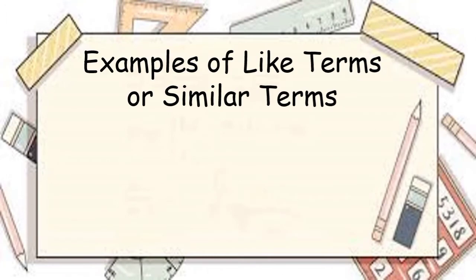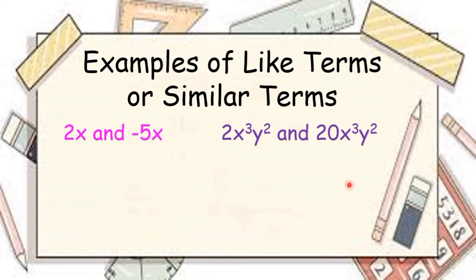And these are the examples of like terms or similar terms. 2x and negative 5x. They have a similar variable, which is x, and as you can see, both variables have the same exponent, which is 1. Remember, if a variable has no exponent, its exponent is 1. Next is 2x cubed y squared and 20x cubed y squared.